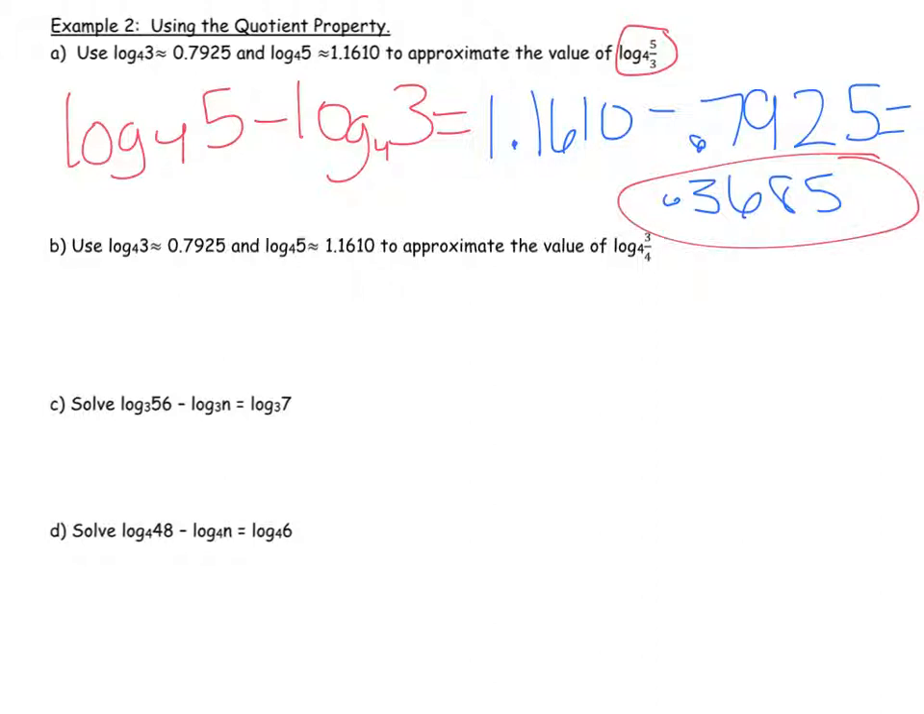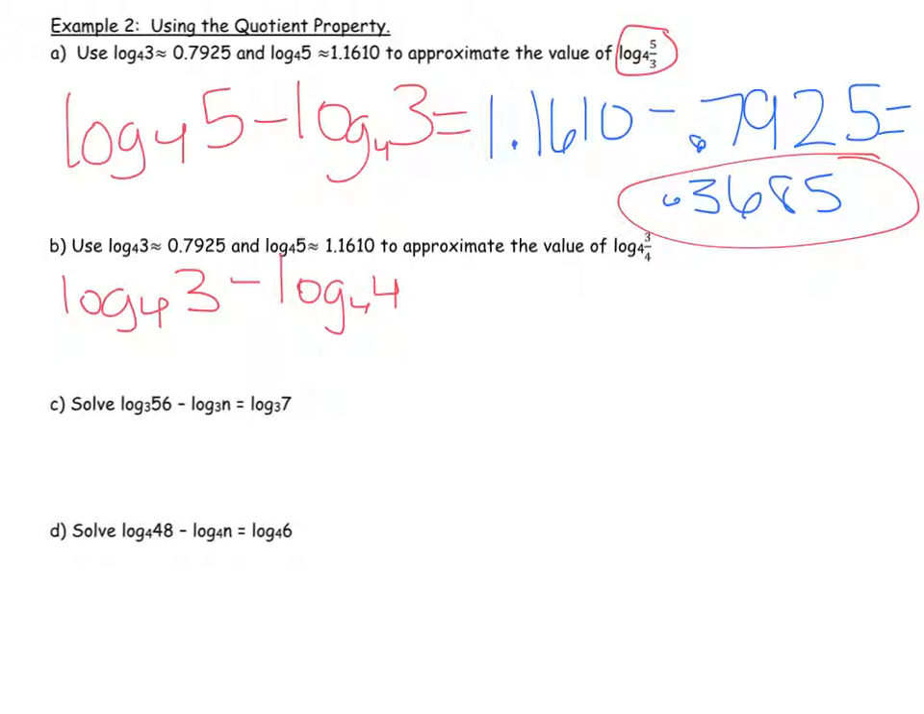On example B, it's very similar, same type of problem. We have some information they're giving us. They want us to approximate the value of log 4 of 3 over 4. So I'm going to go ahead and expand that out. So I'm going to have log 4 of 3 minus log 4 of 4.